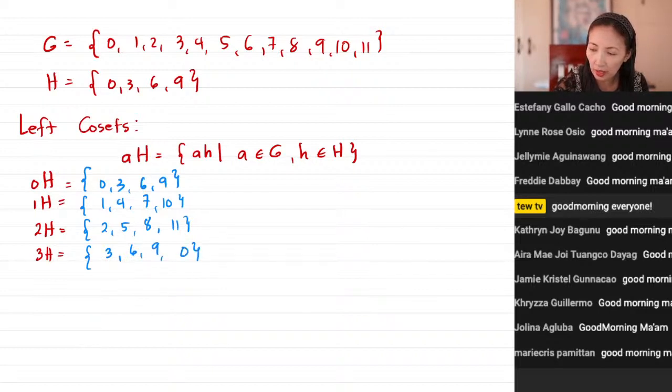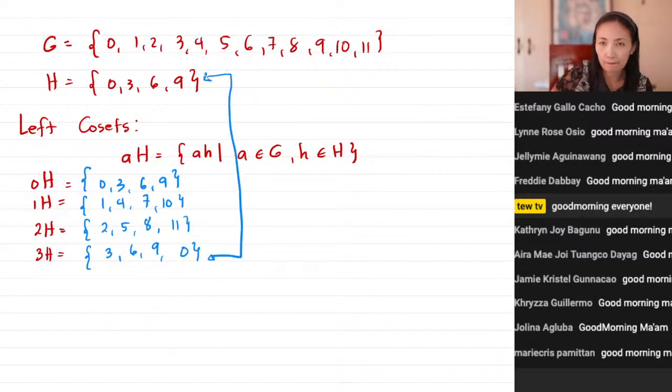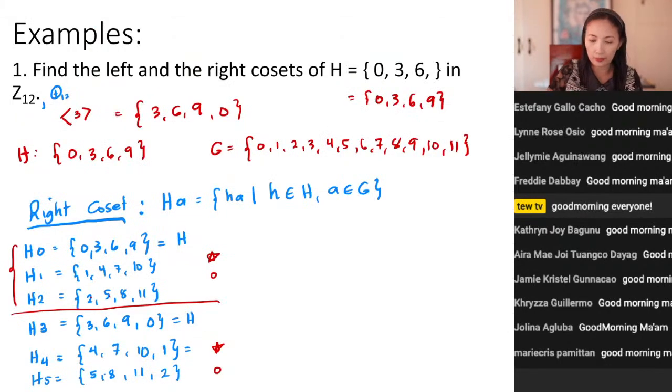So ito yan, di ba? So we may stop here, because anyway, the first and the fourth are the same. So if we continue with 4H, then it gives us 1H, and then 5H will give us 2H. So these are the left cosets. So this is how we form cosets. Are there questions on forming the cosets? Okay, let's look into more examples.